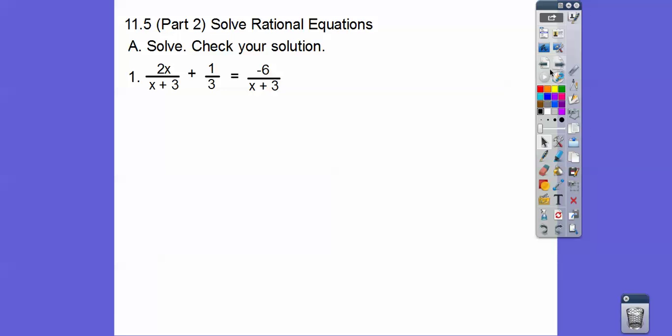To check your solution, just make sure that we don't get an x value that gets you 0 in the denominator. So here, x can't be -3 because -3 plus 3 equals 0. So if we get x equals -3, then we say it's no solution, okay? Or we just cross it off if there's two different answers right there. Okay, so we just know that x can't be -3. Okay, so here we go.